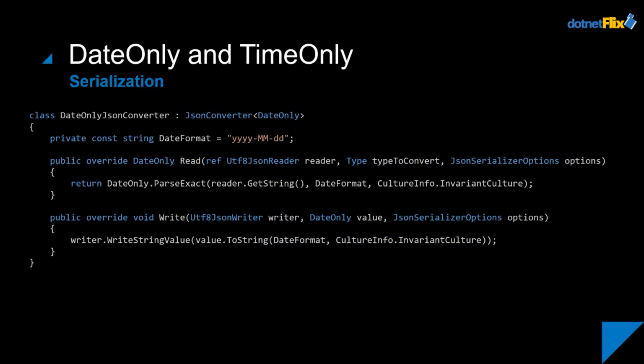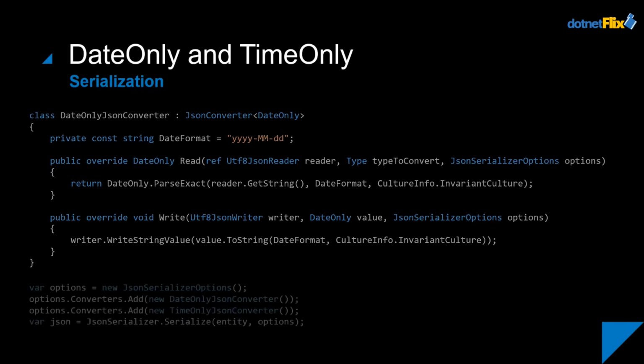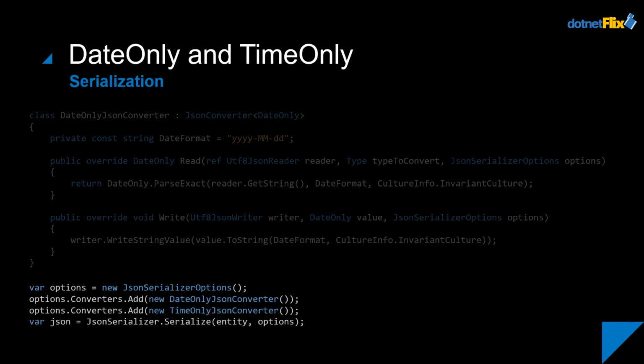We can serialize DateOnly and TimeOnly, but like I said before, you can always just create a new custom JSON converter for DateOnly or TimeOnly, and with that you can add the custom converter to your JSON serializer options and convert whatever entities that contain DateOnlys and TimeOnlys to JSON using that custom converter.